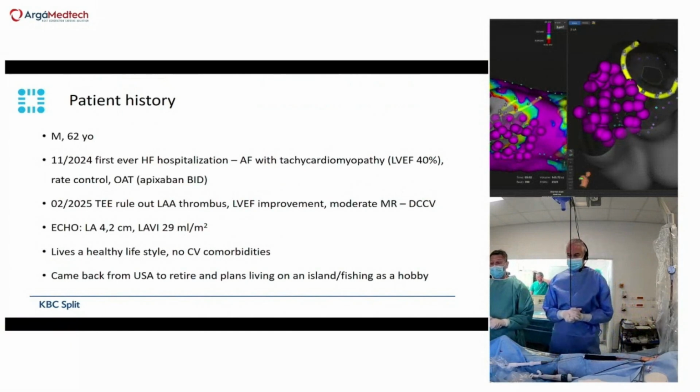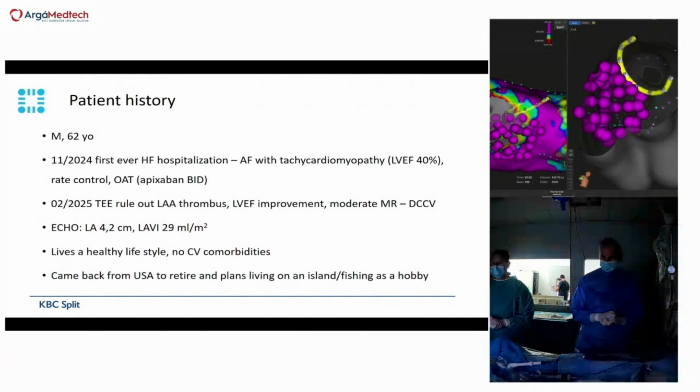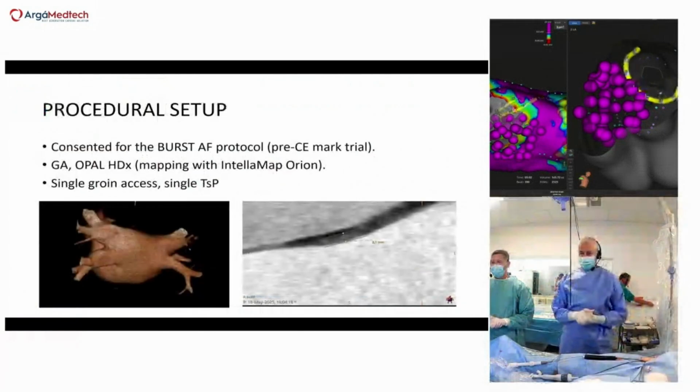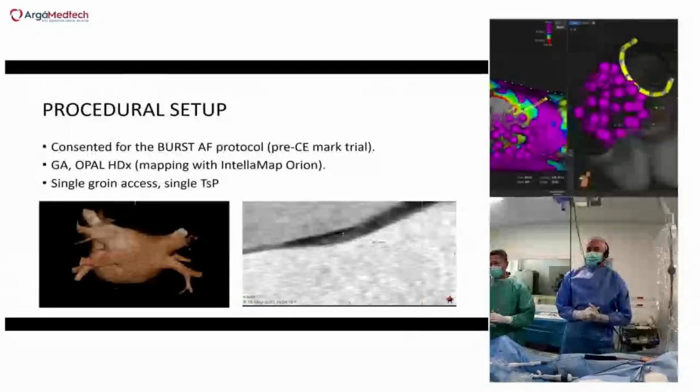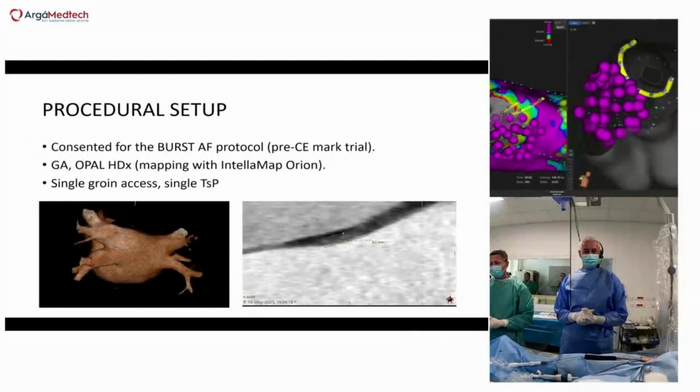He's very motivated for the procedure because he returned from the USA and is planning to live here on the island, so he wants to be arrhythmia-free as much as possible. It's a nice plan for living. Very lucky he comes back from the US to get the technology. Yeah, excellent. That's the end of the case.